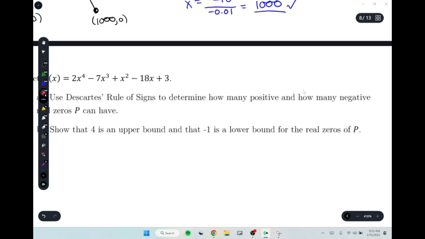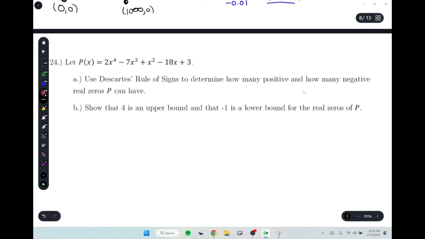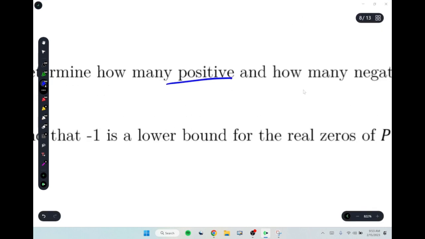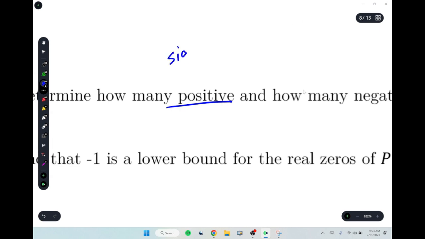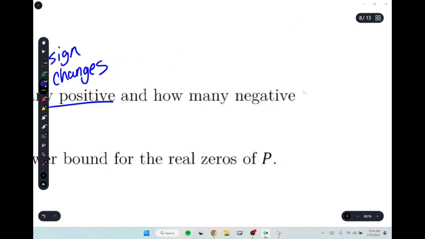Use Descartes' rule of signs to determine how many positive and how many negative real zeros. All right, just a quick review because we did it so quickly. Positive: what did we look at? Sign changes, right? Straight up. Positive was the easy one. Negative, what did we look at? Yeah, we had to plug in something. It was f of negative x. And then sign changes. Cool?